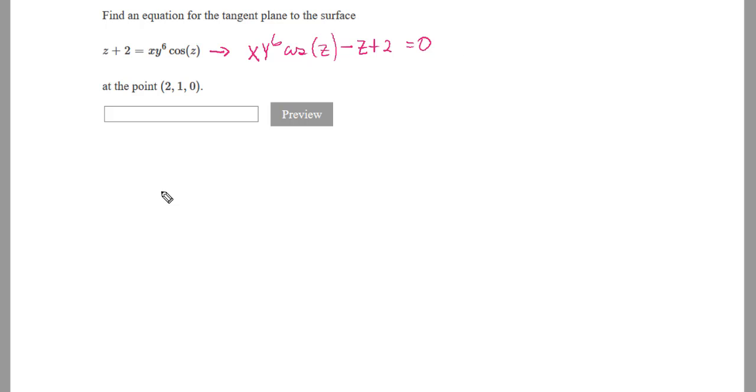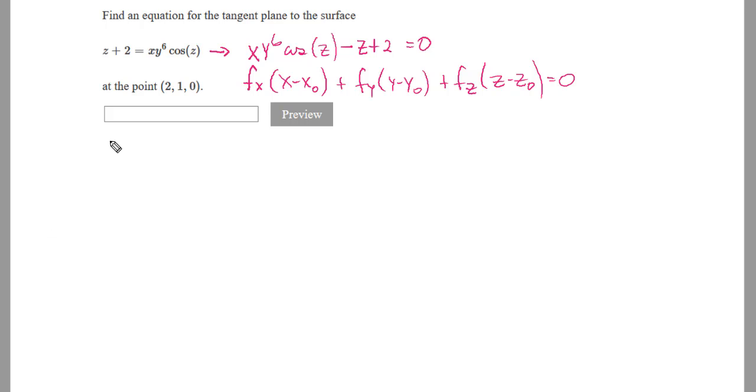So we can find the equation of the tangent plane to this implicit function using this formula. We can do the partial of x times x minus x naught plus the partial of y times y minus y naught plus the partial of z times z minus z naught equals 0. So we need to find each of the partials.